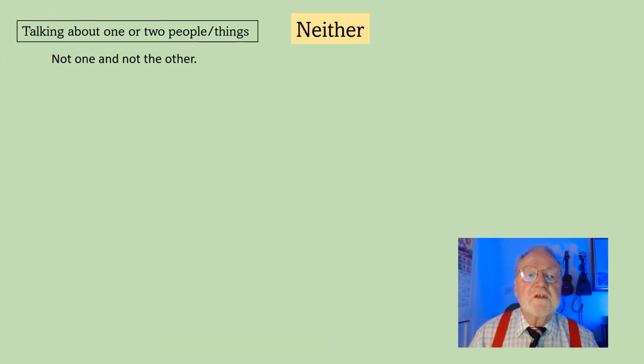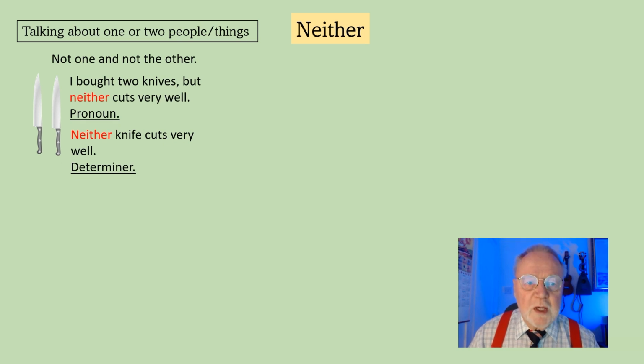We use neither for talking about one or two people or things, generally the same type of thing. And we mean not one and not the other, like this. I bought 2 knives, but neither cuts very well. And here you can see it's a pronoun. I bought 2 knives, but 2 knives didn't cut very well. So neither is standing as a pronoun here. Neither knife cuts very well. Here it's a determiner. That's a word like the, your or my. Neither knife cuts very well.